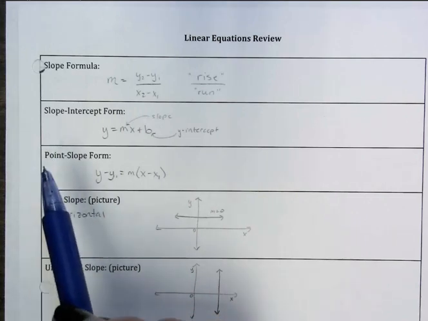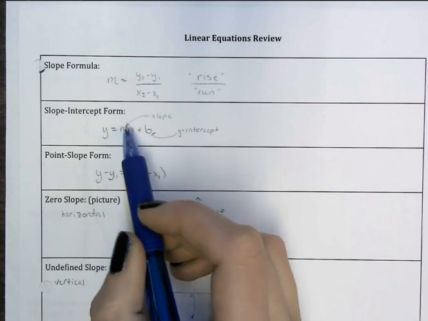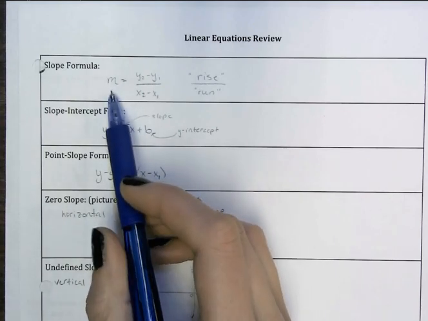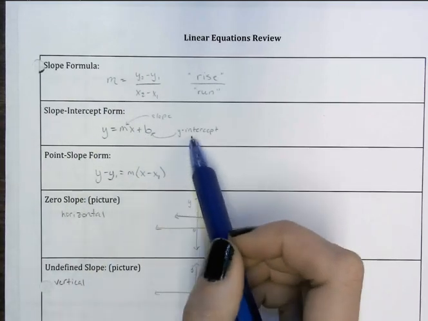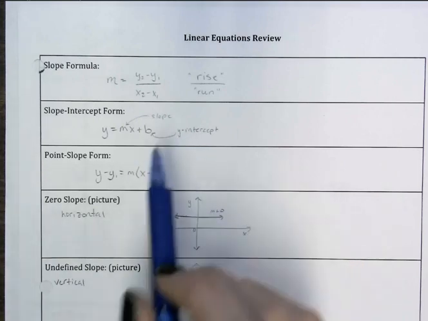The other thing that should look very familiar is slope-intercept form. So this is how we write an equation of a line. Y equals mx plus b. M is the slope. You'll notice that's consistent here and here. And b is the y-intercept, which means that's where our line crosses the y-axis.